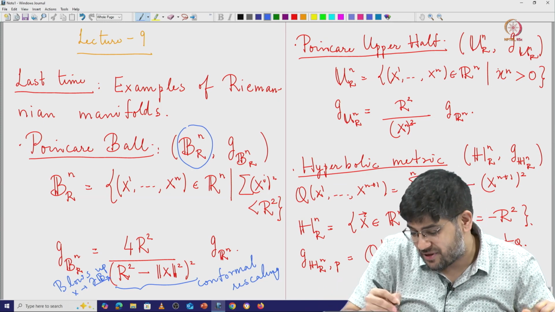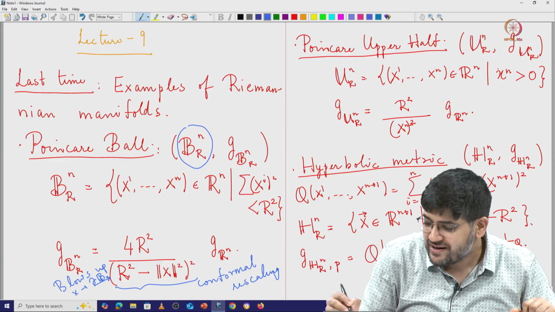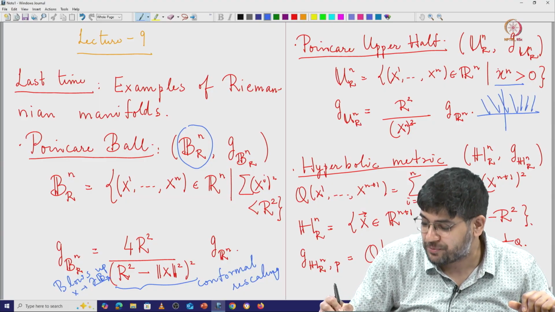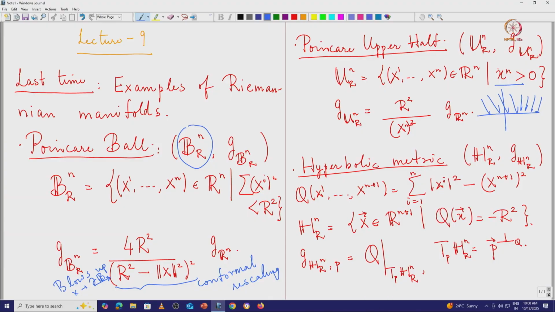Alright, so the second example that we introduced was the Poincare half space. So that's again, as a manifold, it's just an open subset of Rn, namely the upper half space. So in 2 dimensions, for instance, this would be the picture, and then again the metric that you define is a conformal rescaling. So you just multiply the Euclidean metric by this factor, and again you notice that as xn approaches 0, so as you approach the boundary of this half space, the metric again blows up.